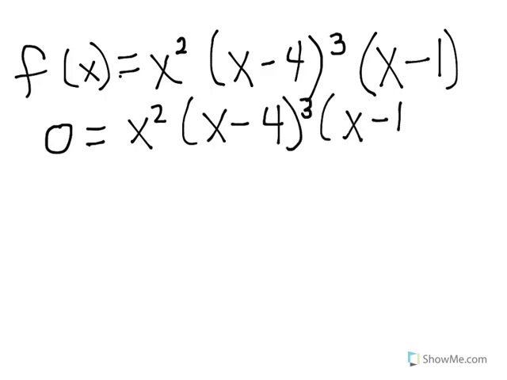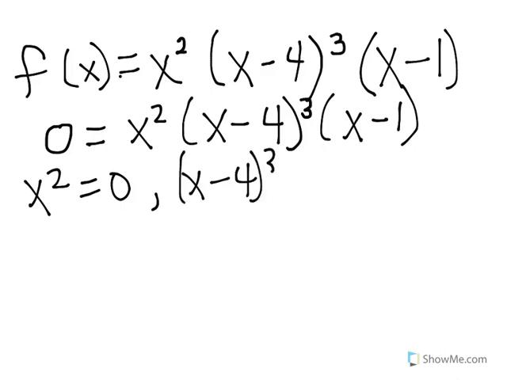Then, according to the zero product property, one of these factors has to be zero in order for the equation to be equal to zero. So you set each factor equal to zero. Then you solve for x for each one.